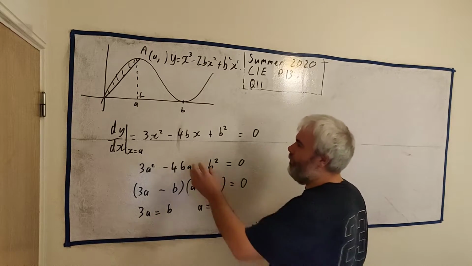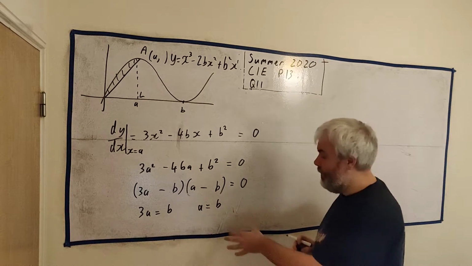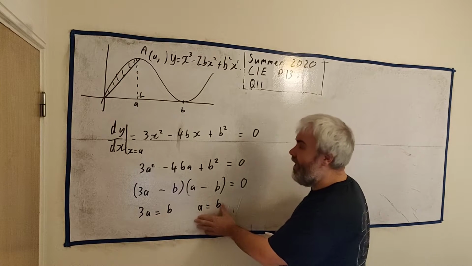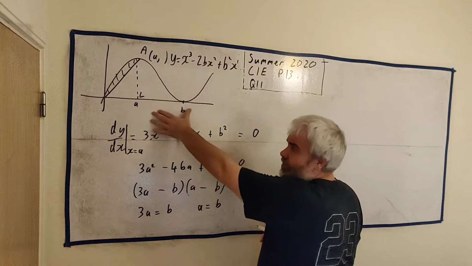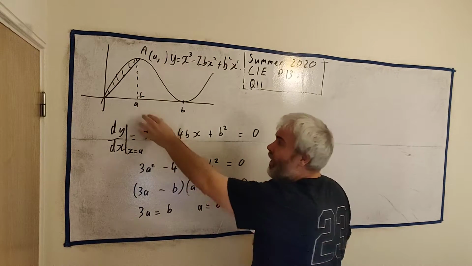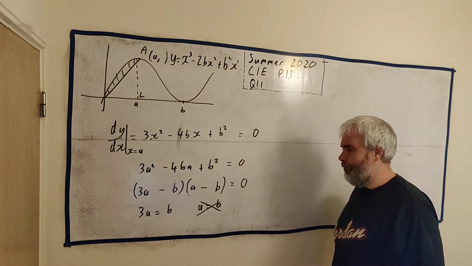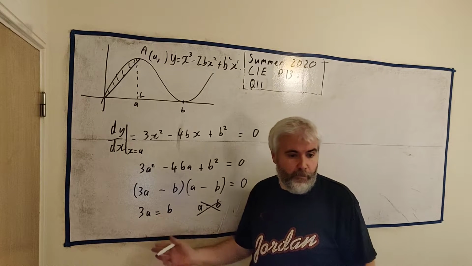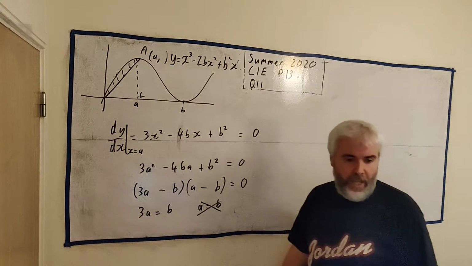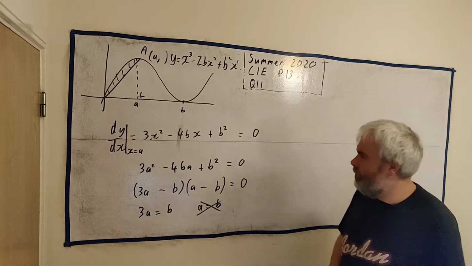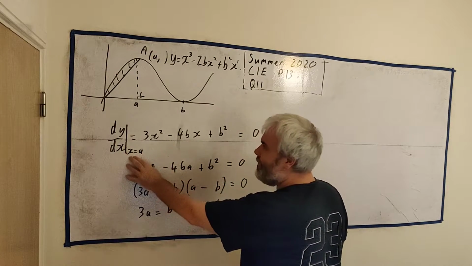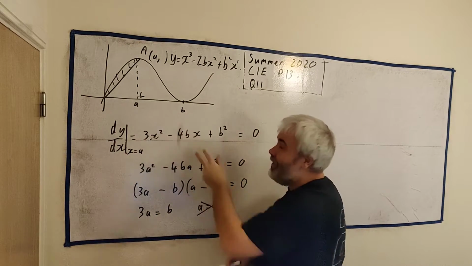Now, mathematically speaking, this could be the answer. a could equal b, but they gave us a picture. And in the picture, a definitely doesn't equal b. So we can go ahead and ignore that one. So that's our answer. That's what they were looking for. b is equal to 3a. Now you could have done this dy/dx with x equal to b. You wouldn't have got anywhere.